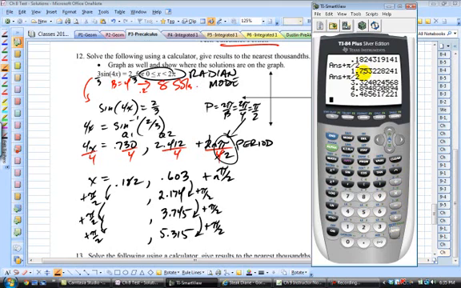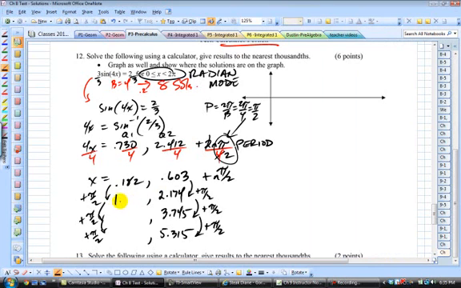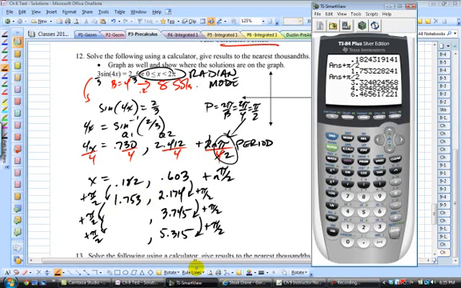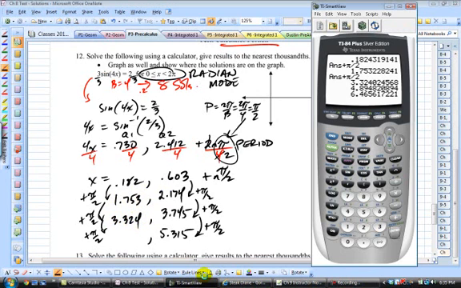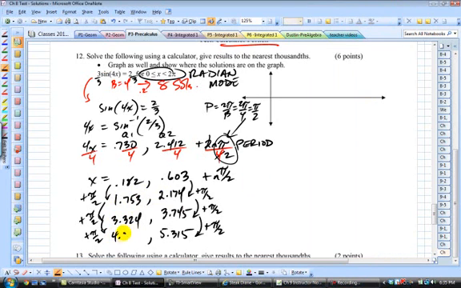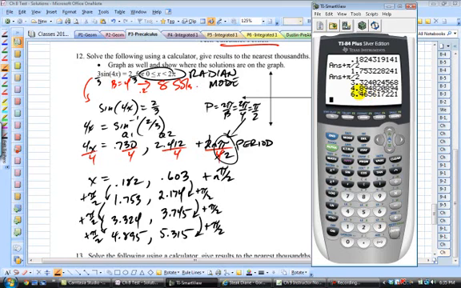There's my next one, 1.753. My next one is 3.324. And next one, 4.895. And my next one, 6.416. But this right here is beyond 2 pi, and 2 pi is 6.28. So we don't record that one.